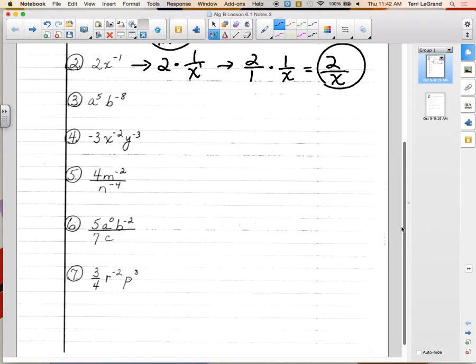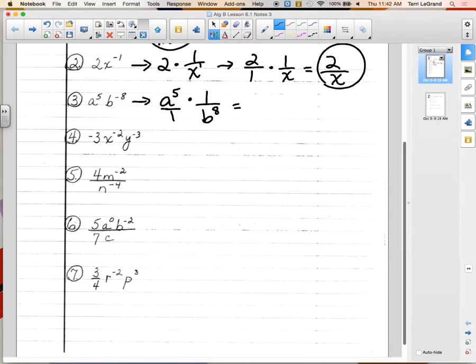So a to the 5th, we're going to just leave it. We're not going to mess with it. And then a to the 5th next to b to the negative 8 power means multiplication. So how can I rewrite b to the negative 8 power? JC? 1 over b to the 8th. Okay, what are we going to do with that a to the 5th? Leave it. No, put it over, because now we got a fraction, so we got to multiply fractions. So we're going to stick it over 1.